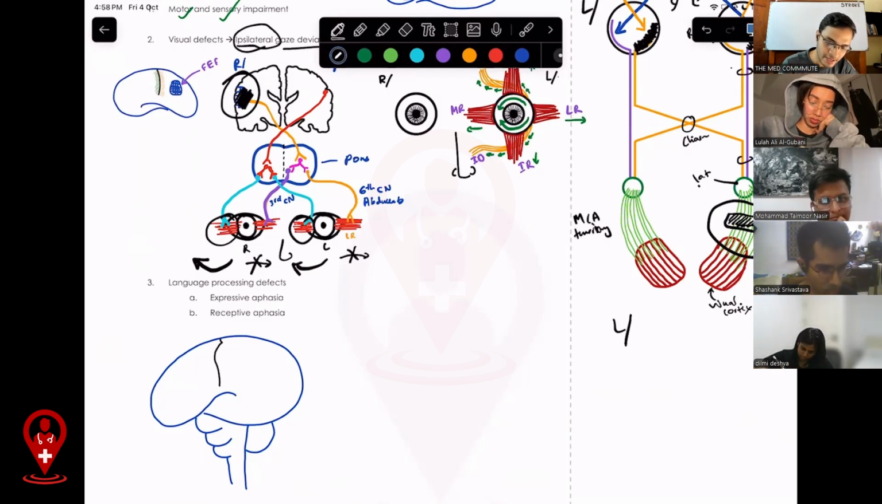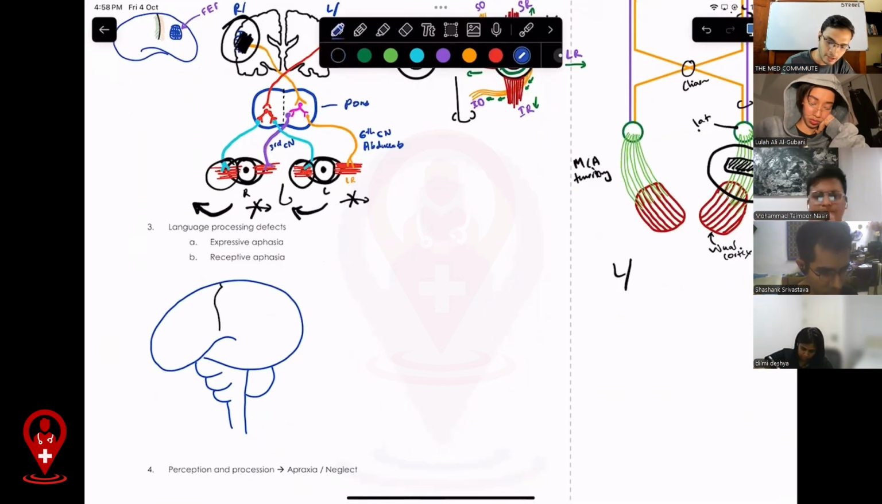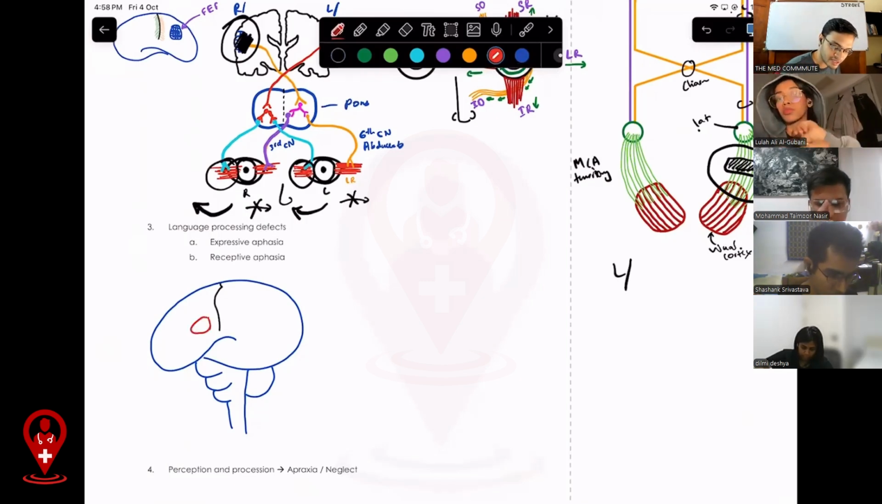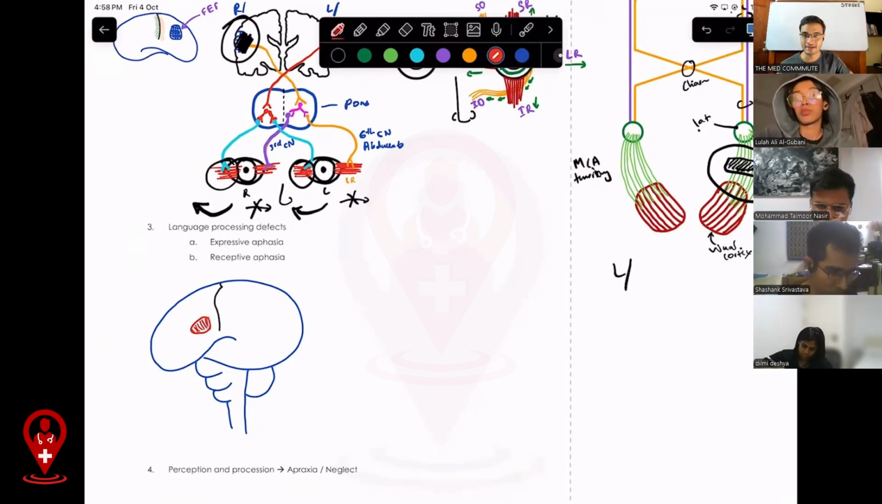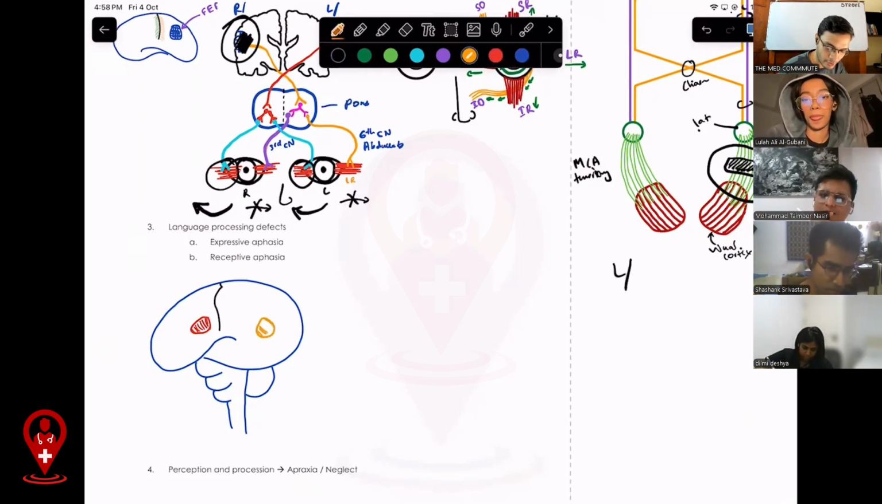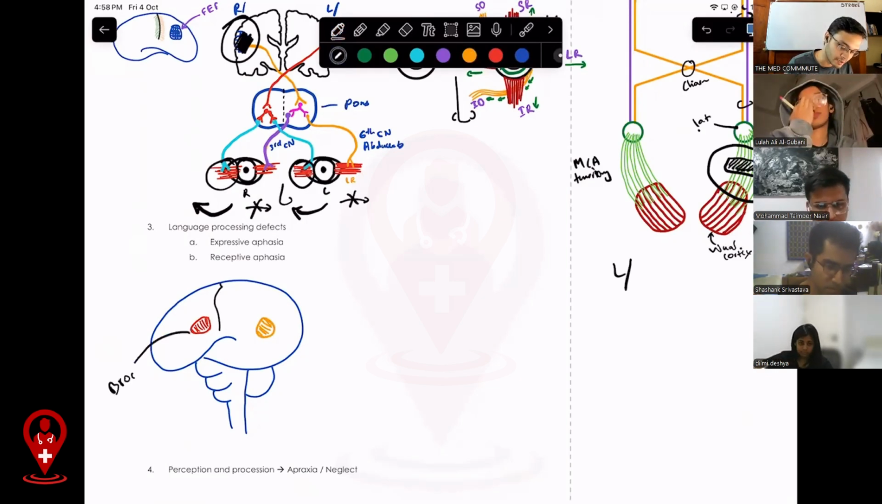This language processing area, guys, I have drawn it for you all. I have drawn the left hemisphere now. This is the left brain. In front of our central sulcus, there is one area, the one I drew in red. And then there's another one behind the central sulcus somewhere here, the one I drew in yellow. So this red one is what we call Broca's area.